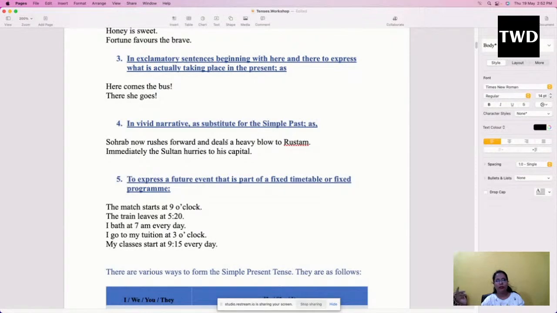Here comes the bus. You're waiting for your best friend. Here comes my best friend. There she goes. Okay. Then sometimes you do narration about some kind of stories or some kind of events. Those kinds of narrations also come under simple present tense, like Sohrab now rushes forward and deals a heavy blow to Rustam. Yes. So something which is going on in the present and you are narrating it, showing that the action is going on right now, but you are using simple present tense, right?